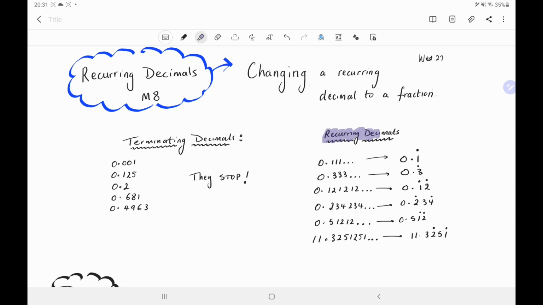Well, if we start by looking at the opposite, a terminating decimal, if something terminates, it stops. So these are just examples of decimals that stop. They are terminating. They can be expressed as fractions, but also these decimals can be expressed as fractions because they are recurring. They are repeating decimals. So 0.1 recurring, 0.3 recurring, 0.12 recurring, and so on. There are two different ways to write recurring decimals.